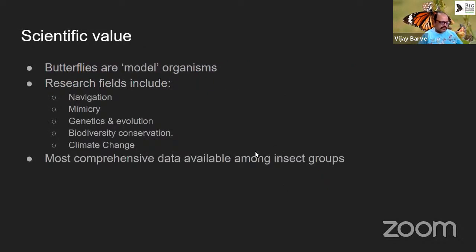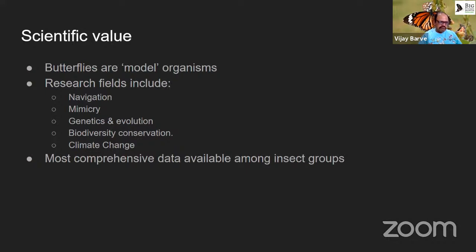It also has a very good scientific value. These are, in some sense, model organisms for several reasons. They are sensitive to climate or habitat. Most of the butterflies, their caterpillars, feed on a very specific set of plants. So all these things make them very interesting models to study different things. And there's a lot of research happening in the field of butterflies.